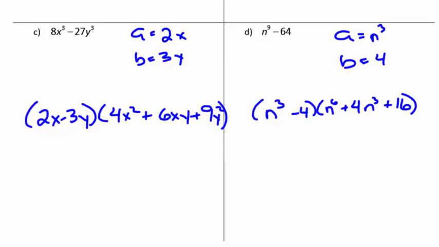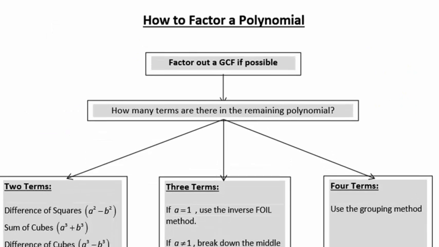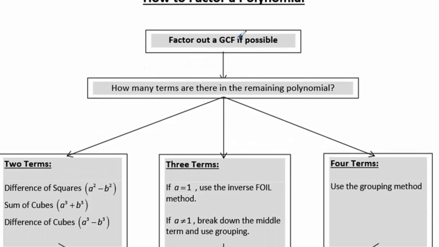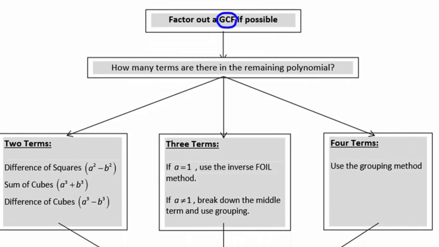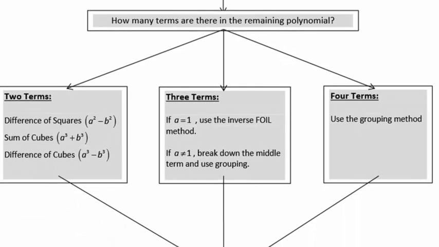Check out the next page. How to factor a polynomial. You always want to factor out the greatest common factor if possible. Then the remaining part depends on what the polynomial looks like. If there are two terms, you're either going to look for a difference of squares, a sum of cubes, or a difference of cubes.